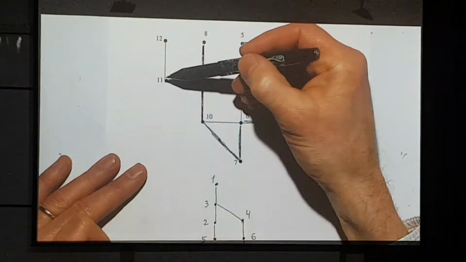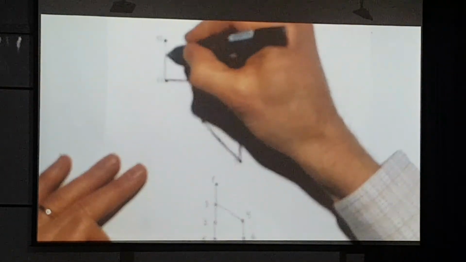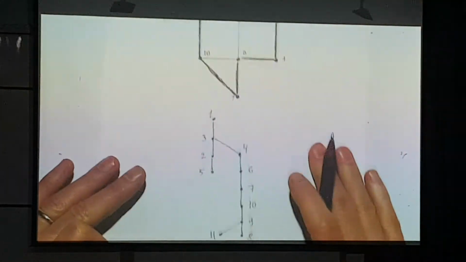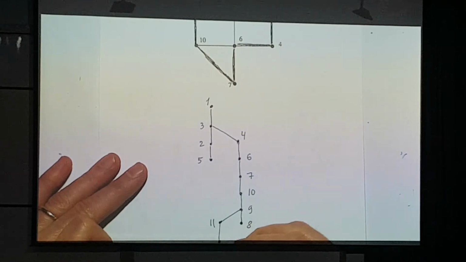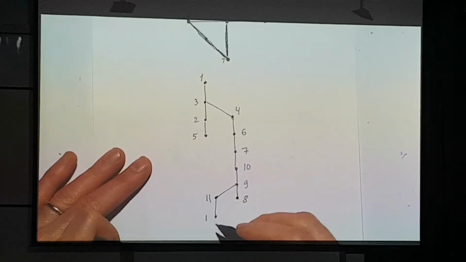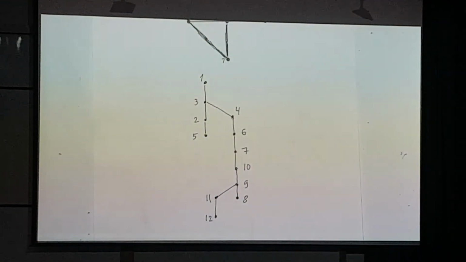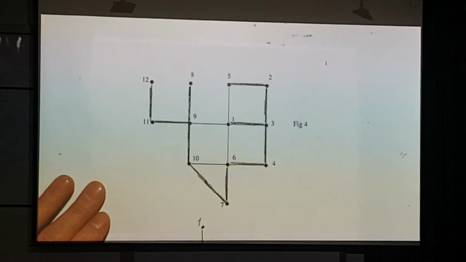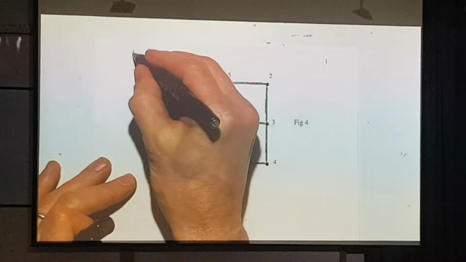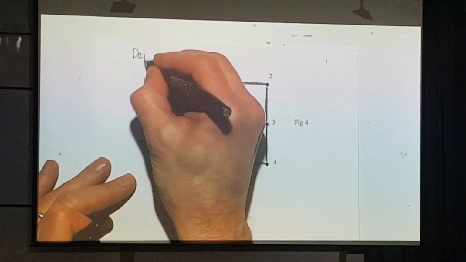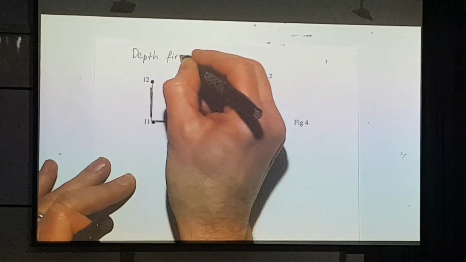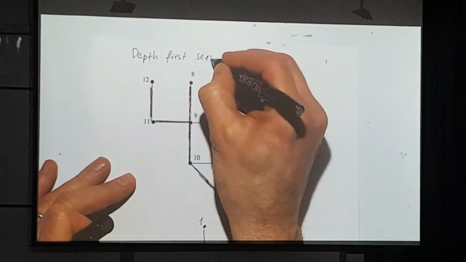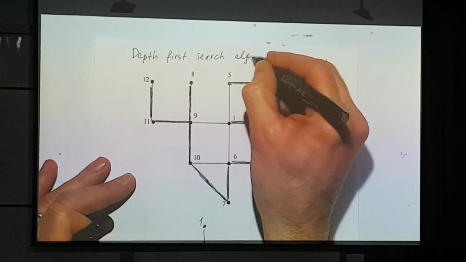Right, and from 11 I can only go to 12. And then I happily stop because now all vertices are in my tree. Okay, so let's just write about this. This was an example for a depth first search algorithm.